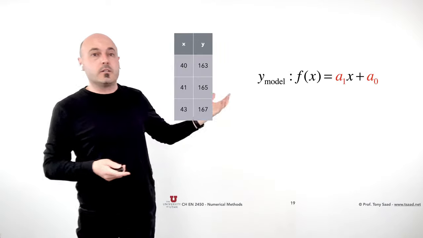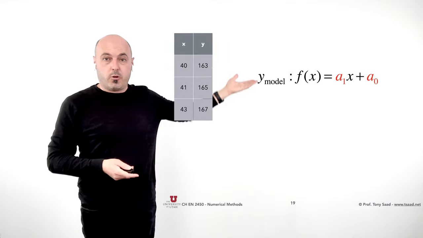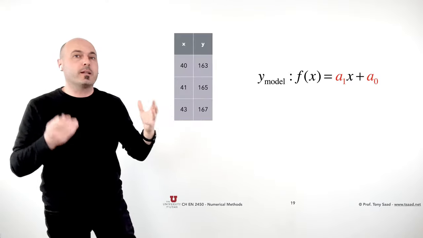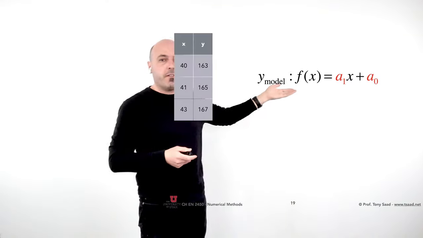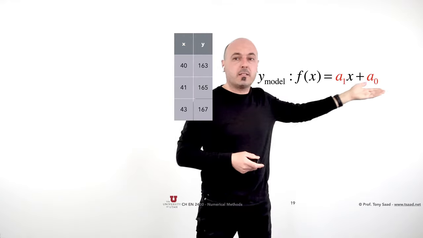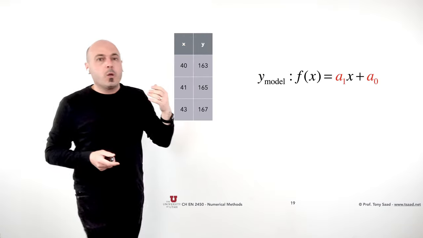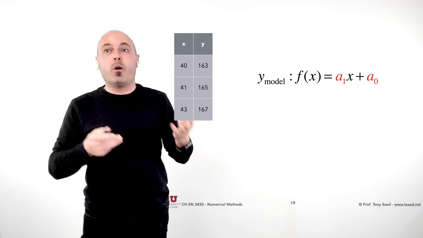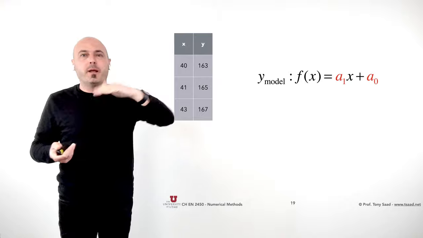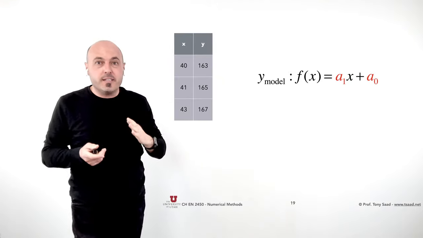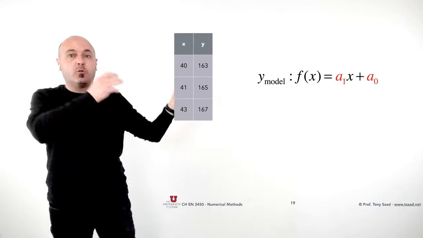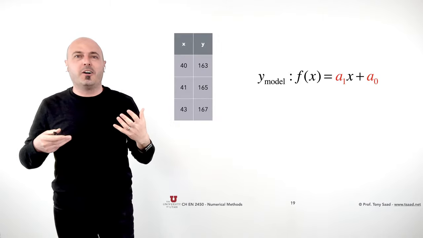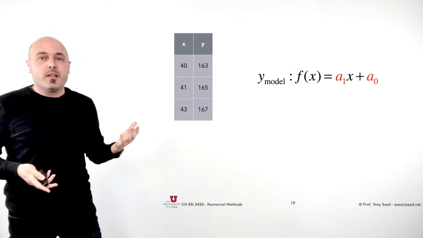And a straight line is described by, we're going to call this Y model to stress the fact that this is a model of the data. It's a mathematical model of the data. We're going to call it F of X equal A1 X plus A0. Now, what are the unknowns in this case? They are the A1 and A0. We don't know what the slope and intercept of that model curve is, okay, but the X and Y values, they're data given to us, supplied by the input data, okay?